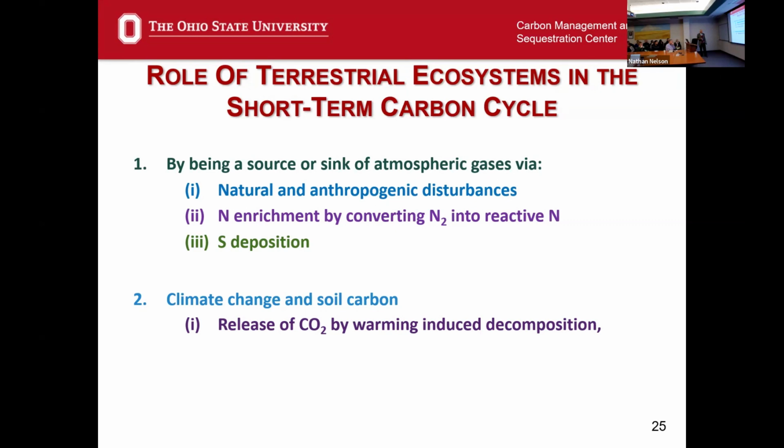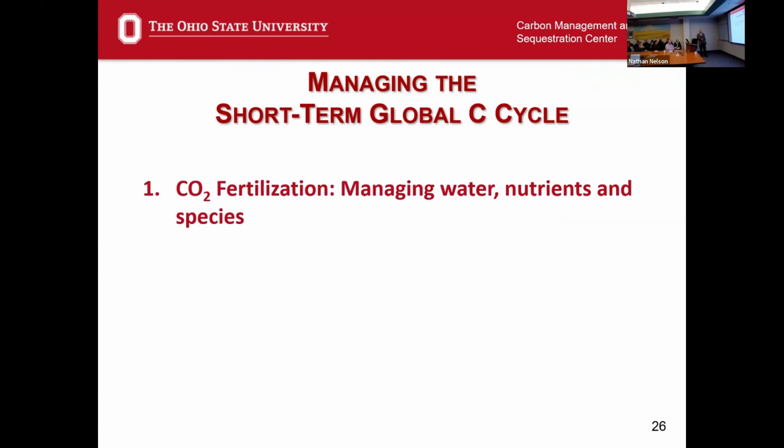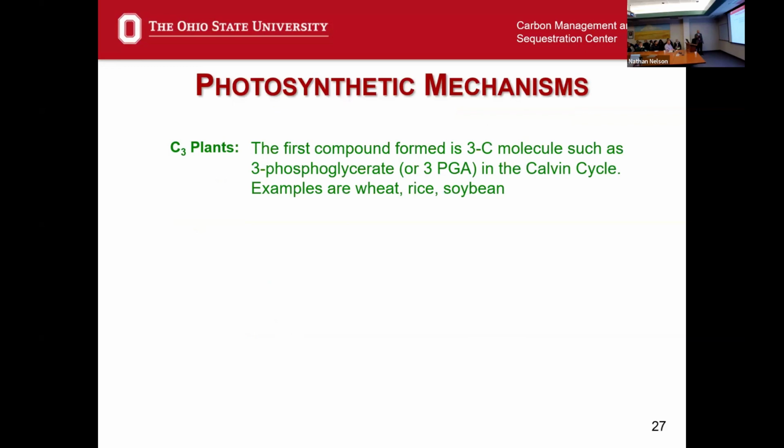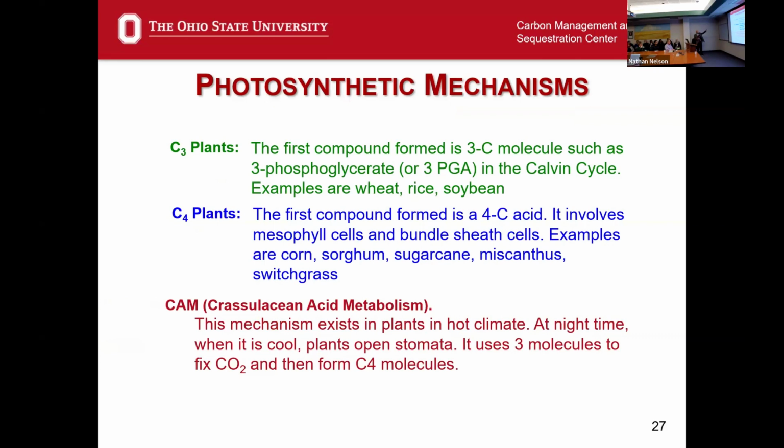The decomposition of organic matter content, increase in erosion, these are some of the things that we have to really consider. So how can you manage the short-term cycle? CO2 fertilization. I believe plant physiologists and others studying that is a very important part. Adaptation to climate, and of course, management of soil to make soil a sink. Talking about photosynthesis, C3 plants are important components, C4 plants, the mechanism of cactus and others are very different. So understanding these photosynthetic mechanisms and how we can increase them are very important possibilities.